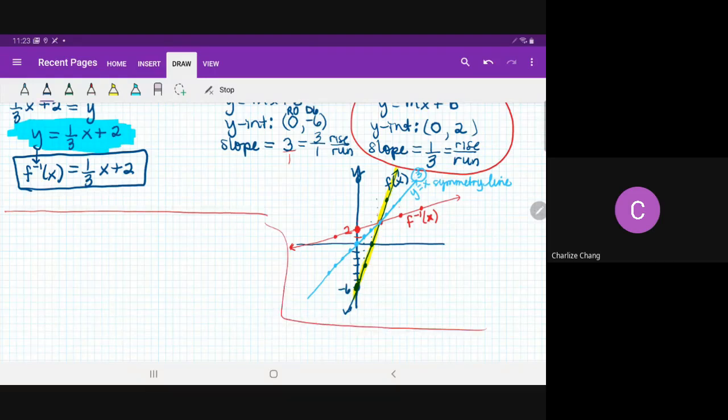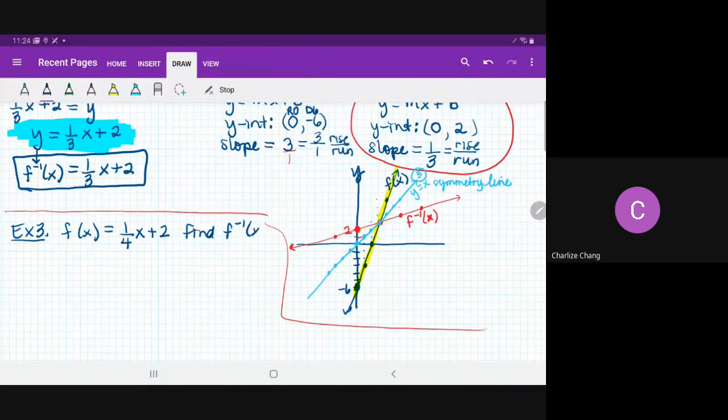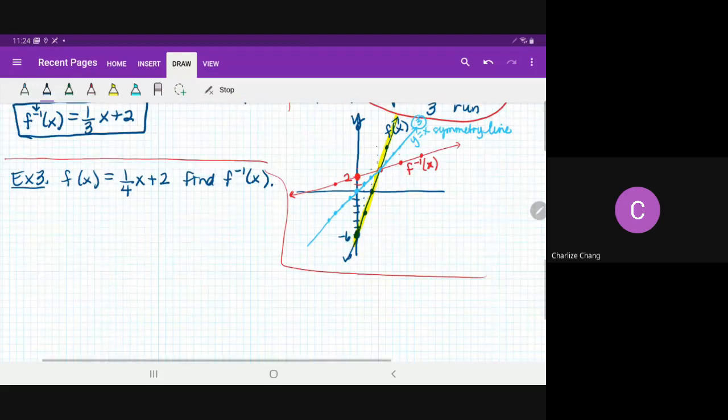Okay, so let me show you another inverse one. So this is example 3, but we won't graph this one. And I want to show you one that has a fraction in the first place. So you have 1/4 x plus 2, and it says find the inverse. So it says find f inverse. Okay, and this one doesn't say to graph.